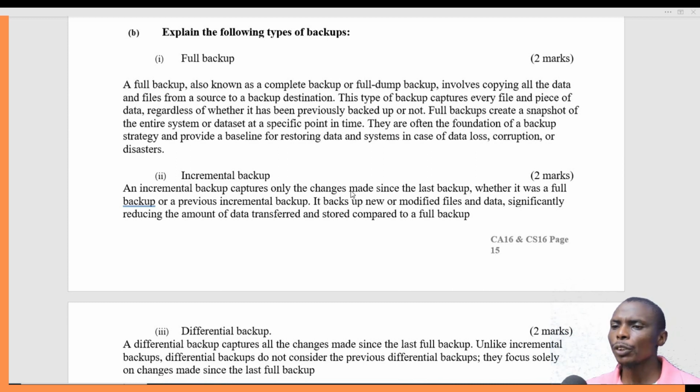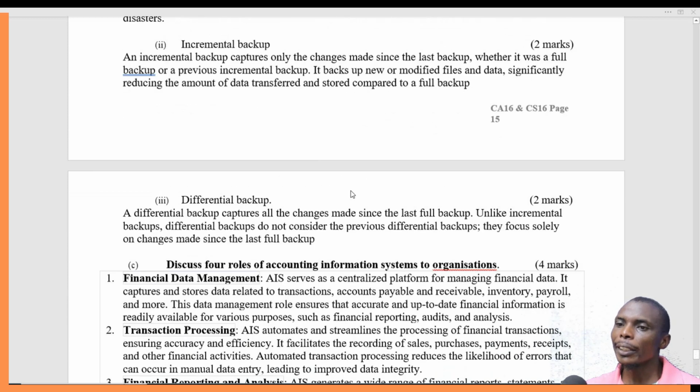Then we have differential backup. So unlike the two, differential backup captures all the changes made since the last full backup.